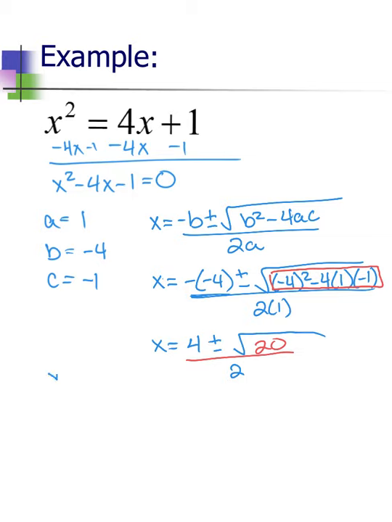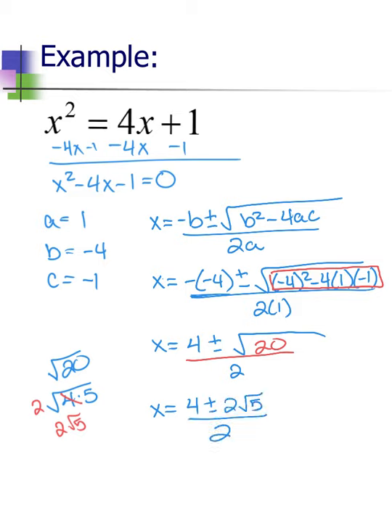Again, the radical 20, we always want to try and simplify the radical when we can. That's 4 times 5. The square root of 4 is 2, so that simplifies to 2 radical 5. So now I have x equals 4 plus or minus 2 radical 5 over 2. And the very last step, anything go into 4, 2, and 2? We can divide each of them by 2. And I end up with x equals 2 plus or minus radical 5 as my answer.